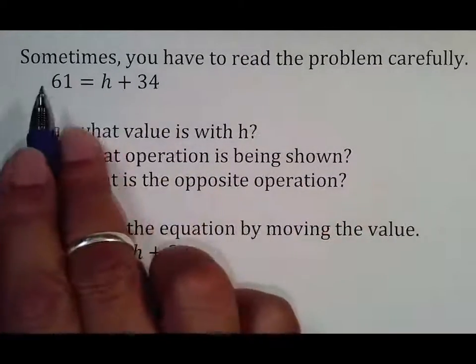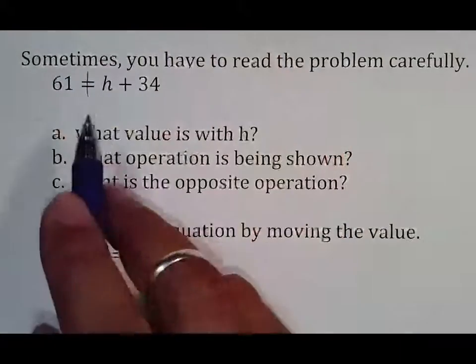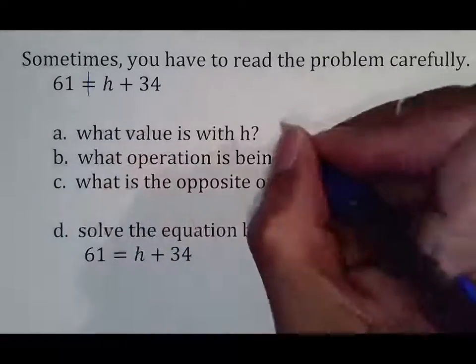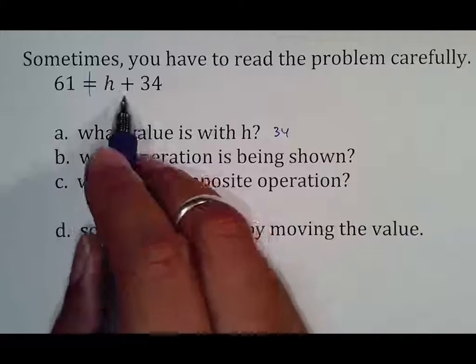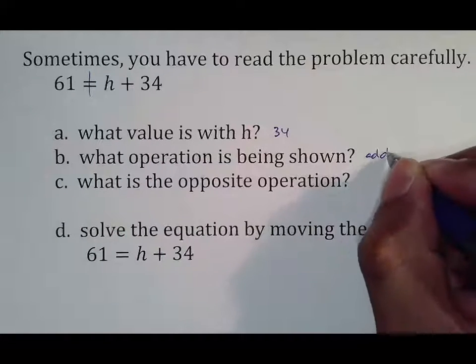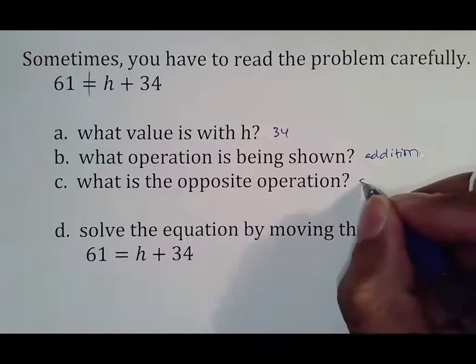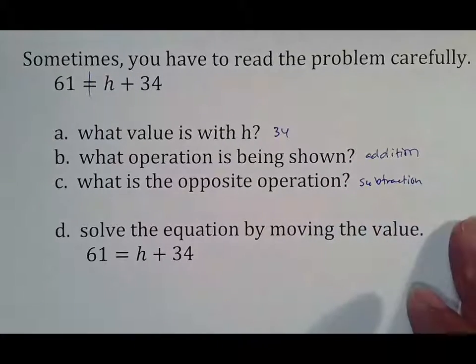61 equals h plus 34. What value is with h? Well, first off, again, here's your wall, and here's the trick. H is now on the right side with 34, and so the number that's with h is a positive 34. And since it is a positive 34, we are looking at the operation of addition. What's the opposite of addition? And that would be subtraction.